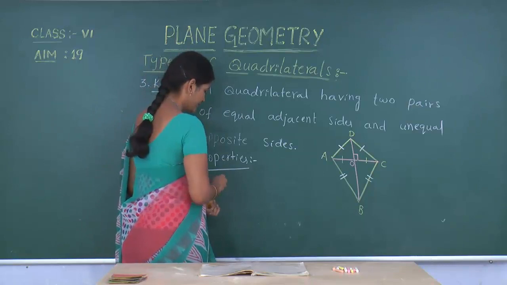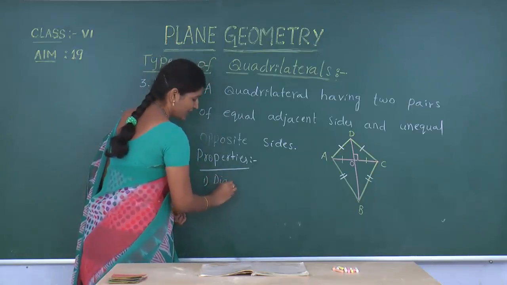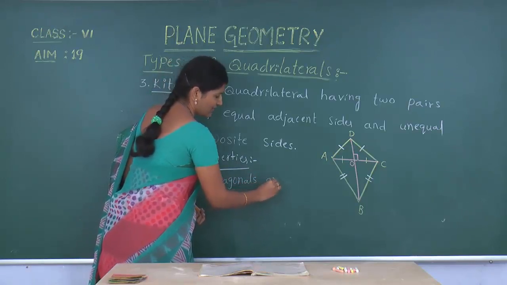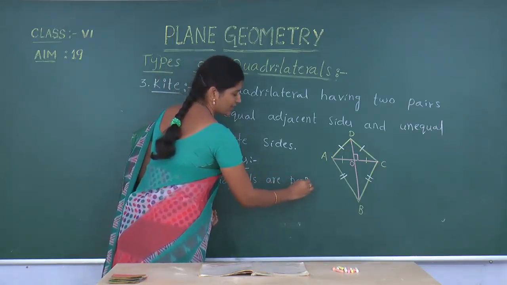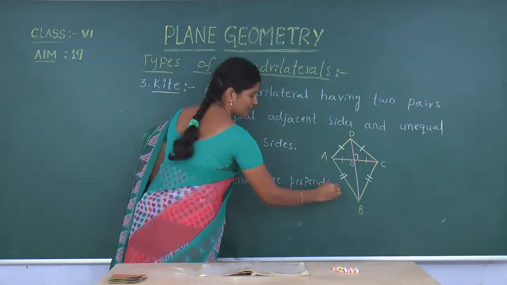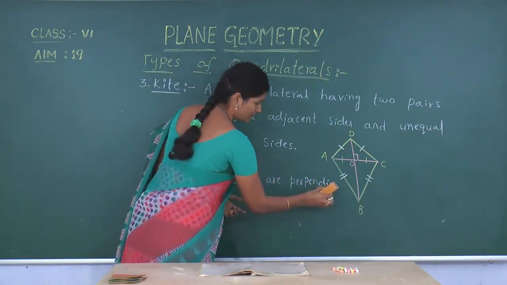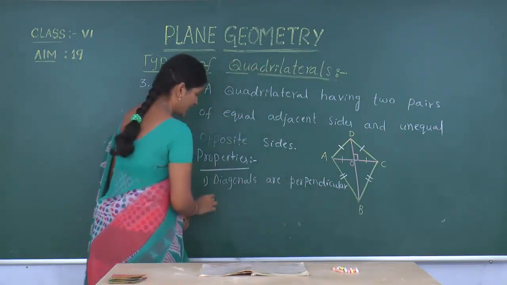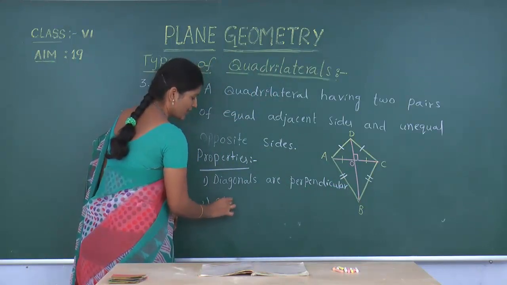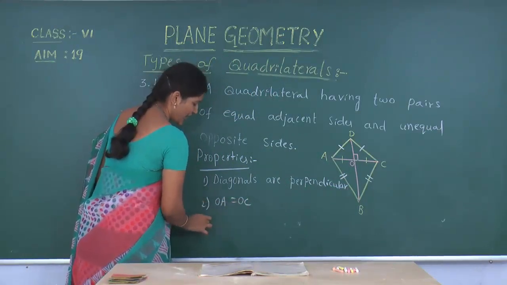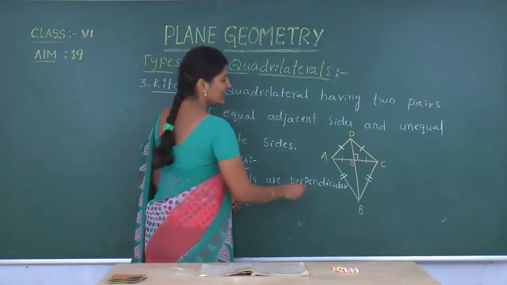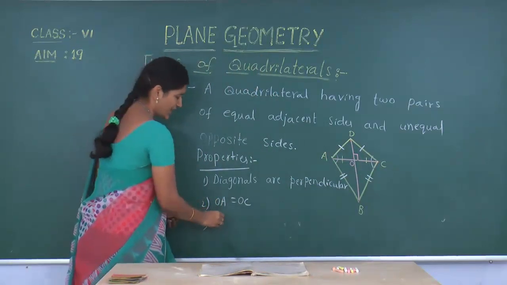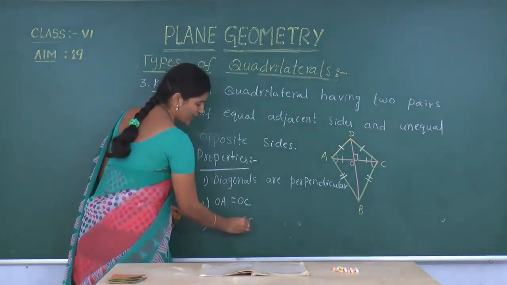First property, the diagonals are perpendicular. And the second property is OA is equal to OC. And the third one is angle A is equal to angle C.